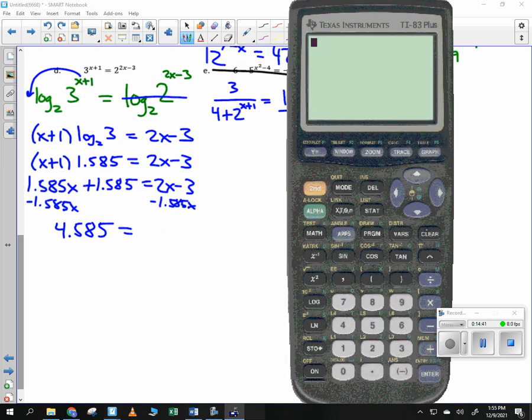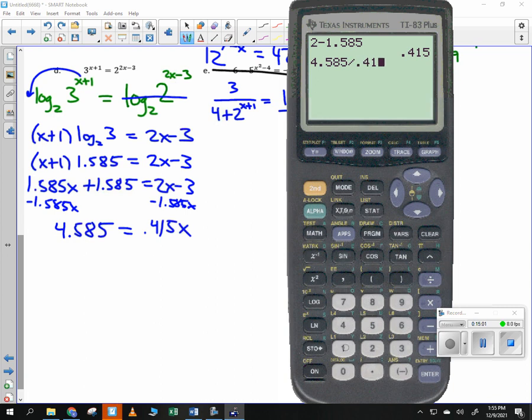Oh boy. And then if I do 2 minus 1.585, I get 0.415. And then what? Yeah, so 4.585 divided by 0.415, and I get 11.048.